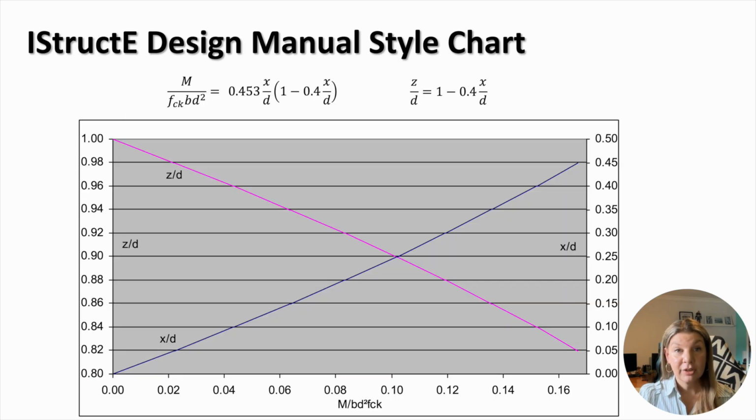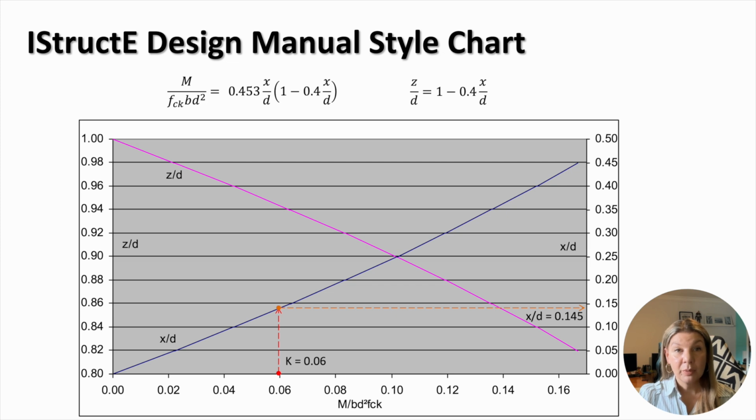The IStructE design chart has two curves which define the X to D and Z to D ratios for the parameter K. As you can see, the chart has two ordinates. The abscissa of the chart is the parameter K, while the left ordinate is the Z to D ratio and the right ordinate is the X to D ratio. To understand how the chart works, let's consider the following example.